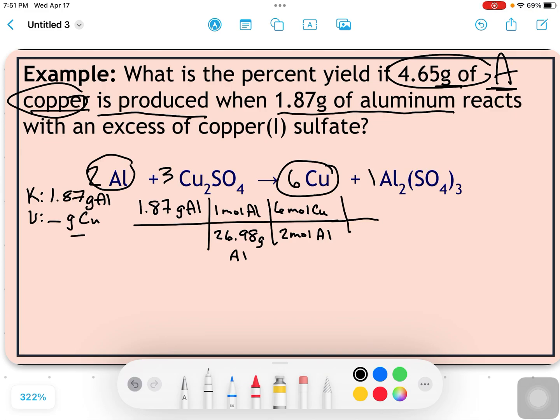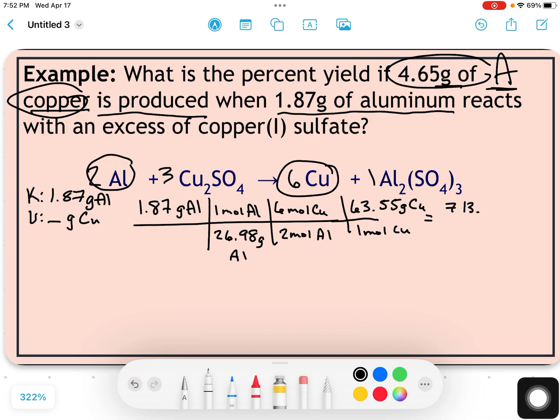Okay, I'm in moles of copper. I need to get to grams, so I have to keep going. So I'm going to have my 1 mole of copper on the bottom. And I look on my periodic table, copper is 63.55 grams of copper. Okay, now I multiply across the top.